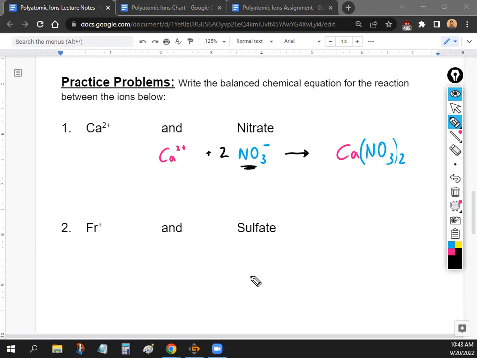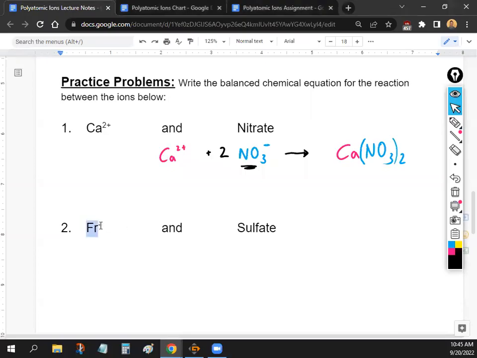All righty, you guys think you could try one on your own? Okay, I'll give you guys about 3 minutes. You guys can work with the person next to you. I want you guys to try number 2 right here, Fr+, and you're combining that with sulfate. Sulfate's a pure polyatomic, so just make sure you look for that on your polyatomic chart, okay?